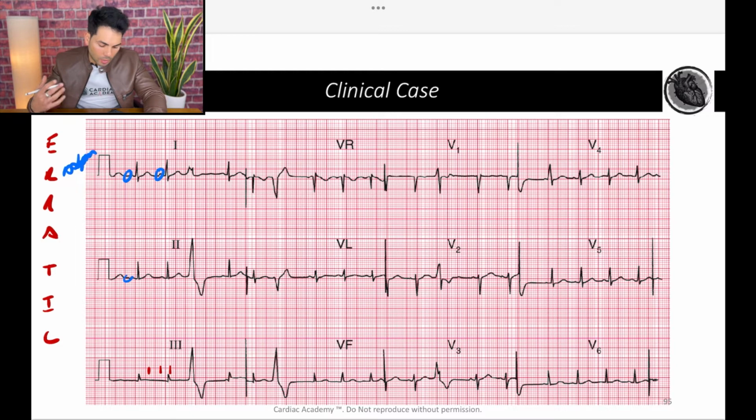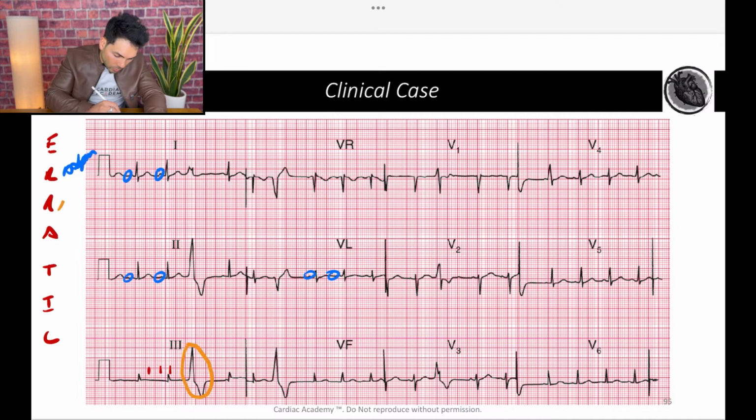Is the QRS narrow or wide? We see most of them are narrow, but we do see some wide QRS complexes. Then is the rhythm regular or irregular? For the most part, it seems to be regular. And finally, is the PR interval prolonged, more than 200 milliseconds? It's not. So we can say this is normal sinus rhythm, but we are seeing some PVCs. So normal sinus rhythm with PVCs.